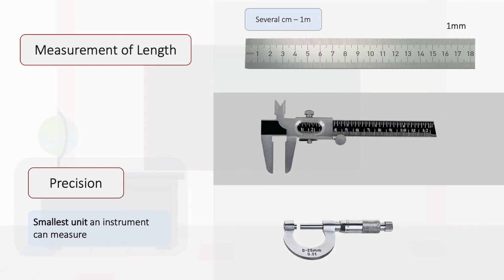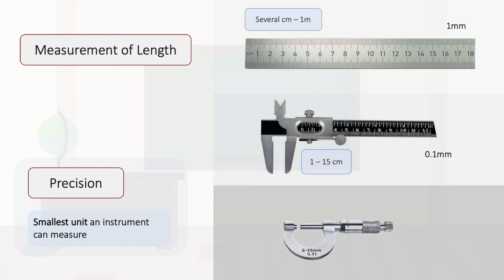For measuring smaller objects to a greater precision, we use the vernier caliper or the micrometer screw gauge. The vernier caliper is suited for measuring objects within 1 and 15 centimeters, and it has a higher precision of 0.1 mm, a decimal place more than the ruler. The micrometer screw gauge measures even smaller objects of length less than 2.5 centimeters, with an even higher precision of 0.01 mm, 1 decimal place more than that of the vernier caliper.